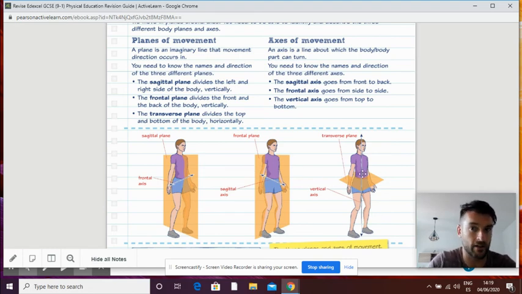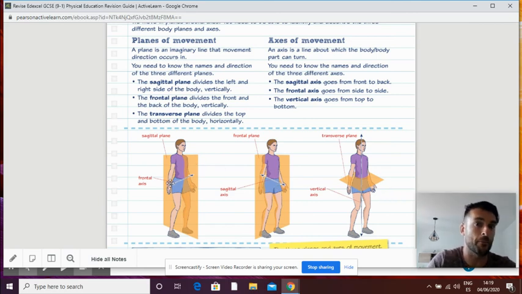The vertical axis, very, very simple. Literally a kebab skewer going down from her head to her feet, and she'd be rotating. Imagine maybe a figure skater doing a pirouette movement, or a ballet dancer doing some sort of spin. Anything that's spinning like that would be on the vertical axis, and also the transverse plane.